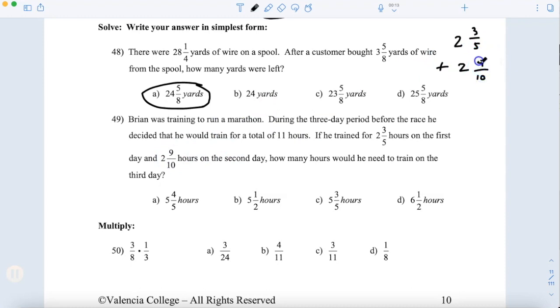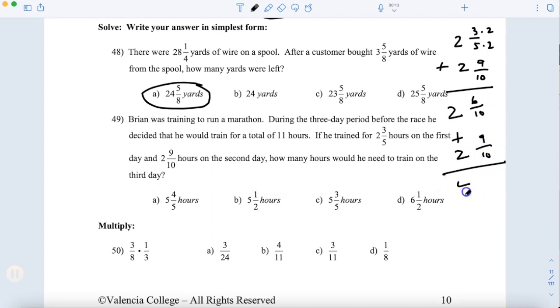The main idea with the word problems is understand what they're asking you. That's the main idea. Once you get the math, hopefully by practicing you get better. Okay, let's add these two. I add the whole numbers, that's fine, but my fractions don't have the same denominator. Need to turn into a 10, so times 2 and times 2. So I have 2, 3 times 2 is 6, 5 times 2 is 10, plus 2 and 9/10.